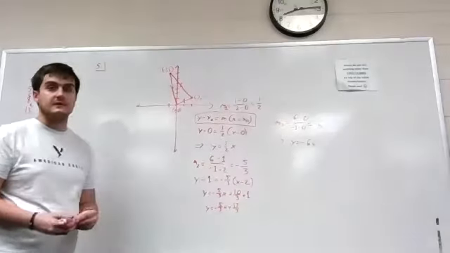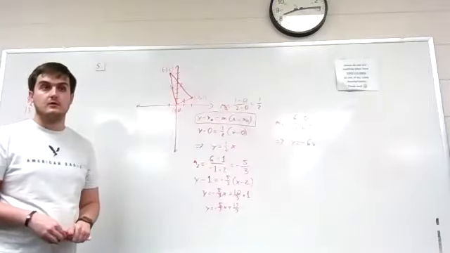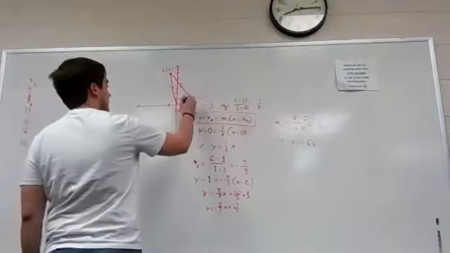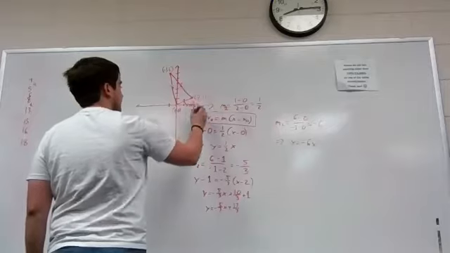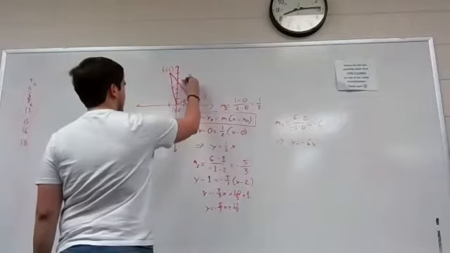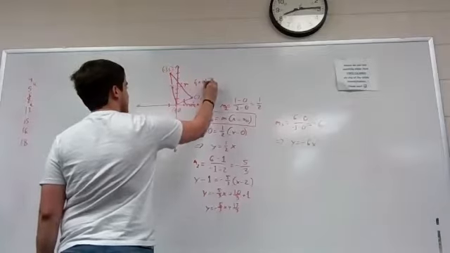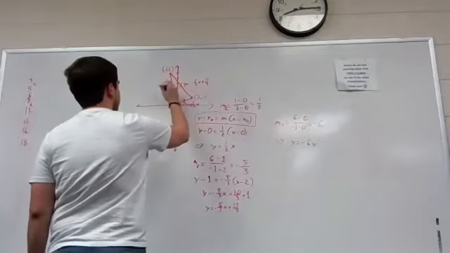Do I need to explain that? No. Okay, cool. So we have y equals 1/2 x, y equals -5/3 x plus 13/3, and y equals -6x.